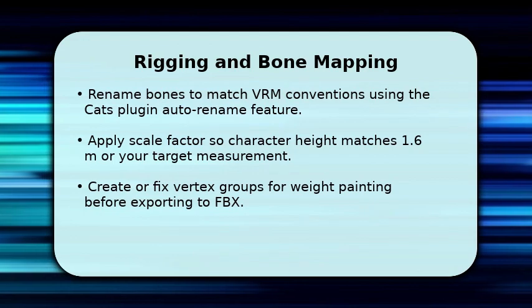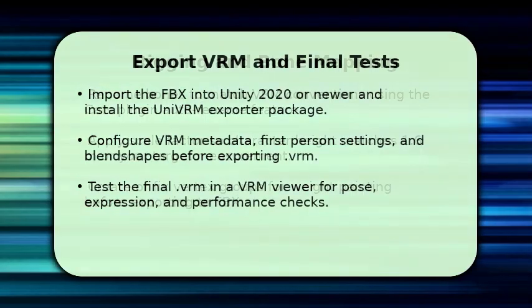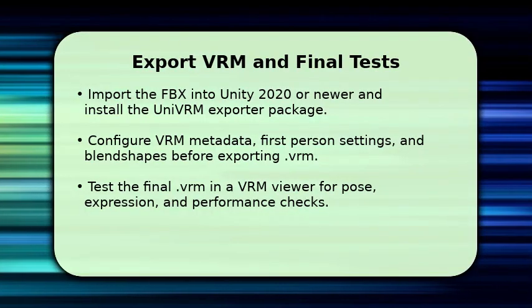Bake animations if you need specific pose exports using action baking in Blender. Export as FBX with armature and mesh selected, and use an FBX version compatible with Unity import. Open Unity 2020 or a newer LTS version and import your FBX file into a new project.